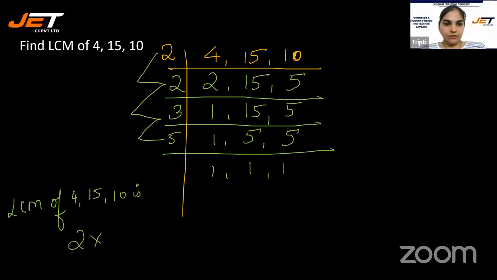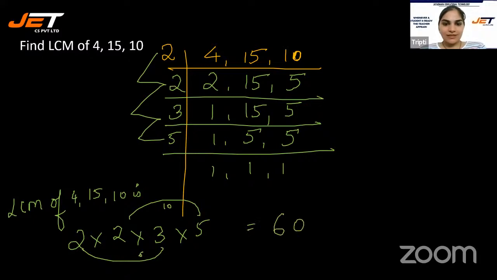Let's do it. Okay, so 2 times 5 is 10. 2 times 3 is 6. 6 times 10 is 60. LCM of 4, 15, and 10 is 60.